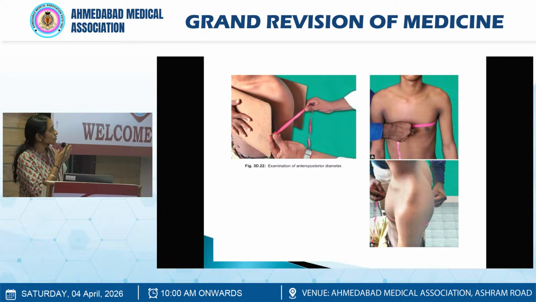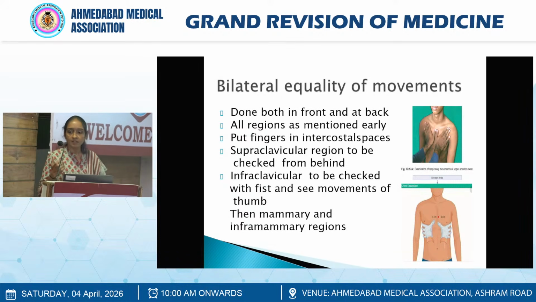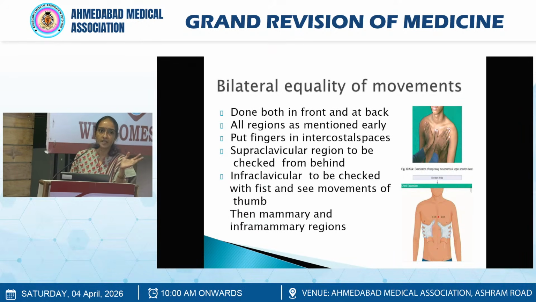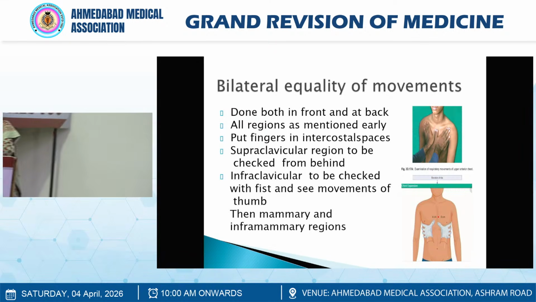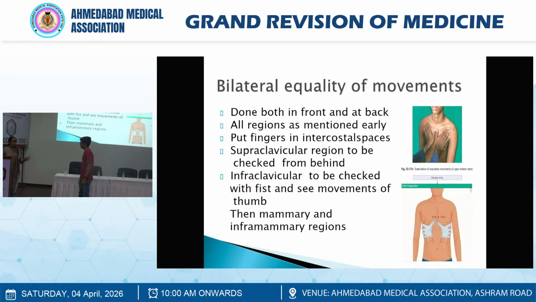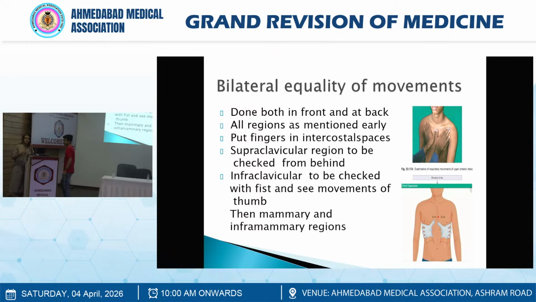See, I have shown you the examination of AP diameter, how to take it, and chest expansion. How to check bilateral equality of movement? Yes, will someone come? See, the figures are there, but how to do it? Just see once so that you do not commit any mistakes during the exam. He is visible to everyone, eh?